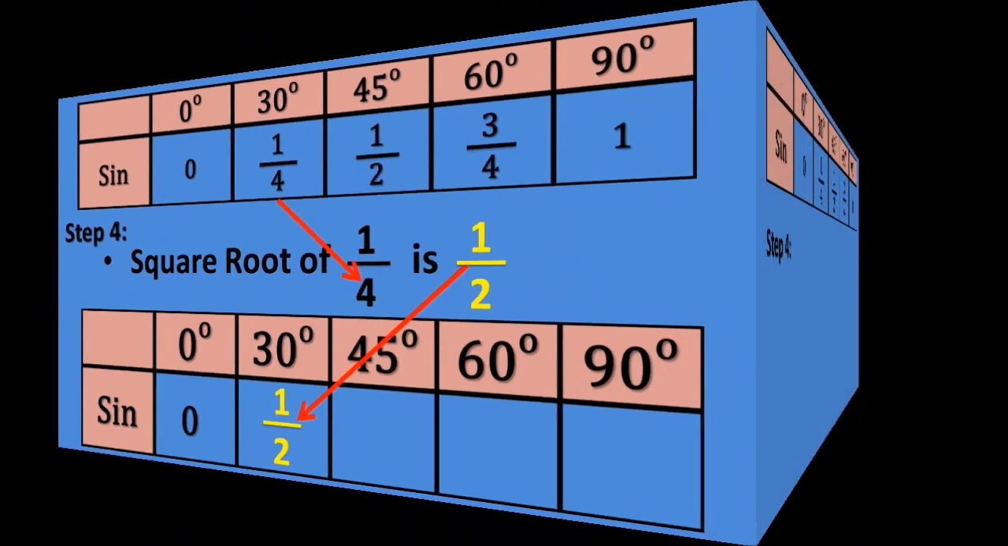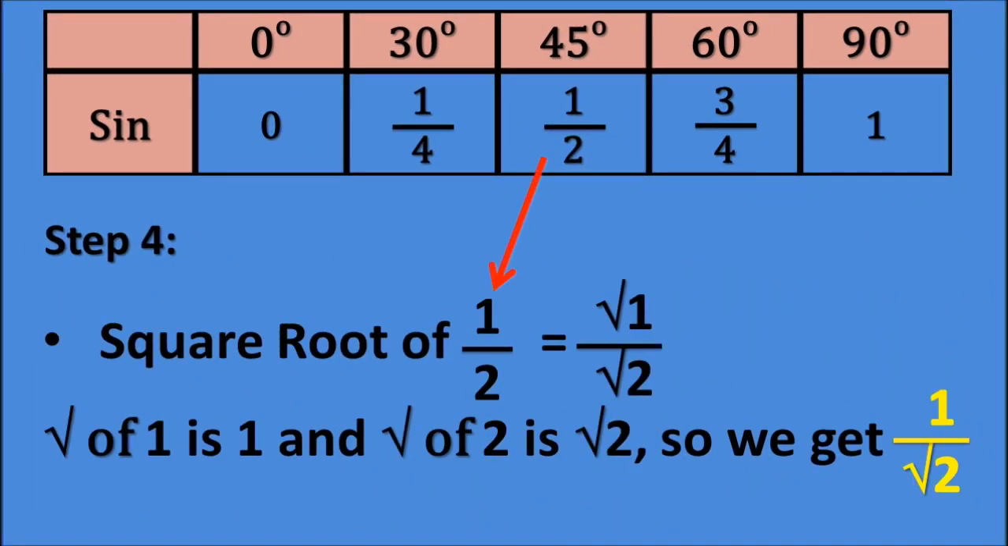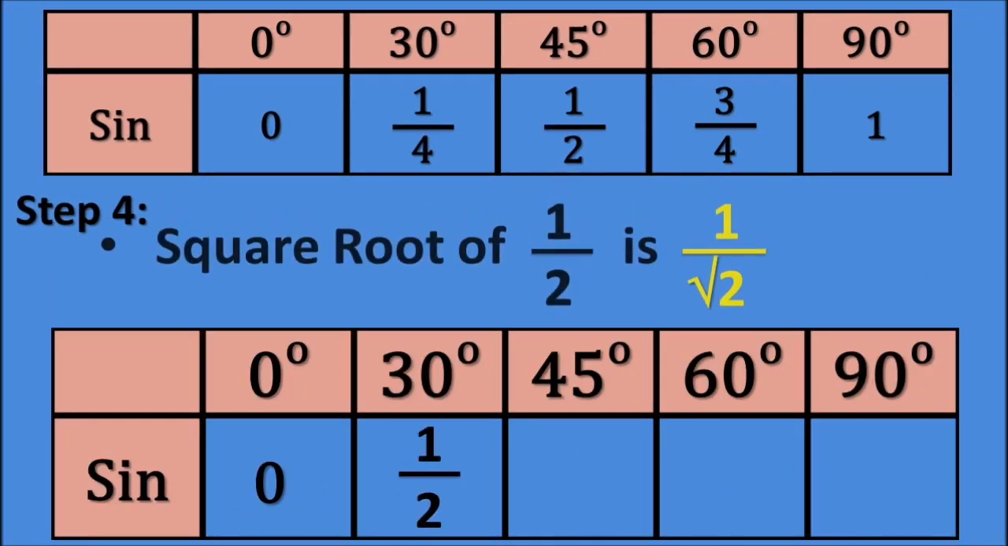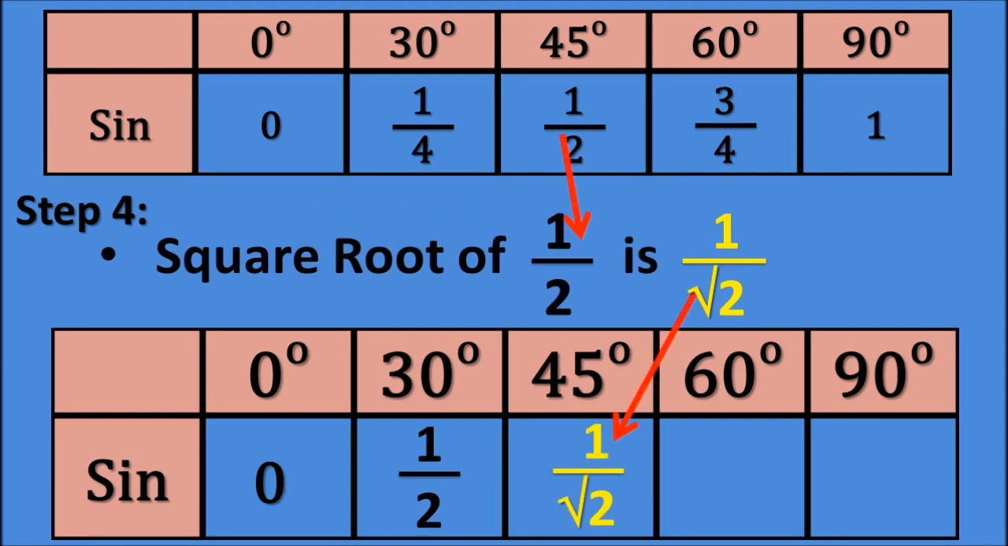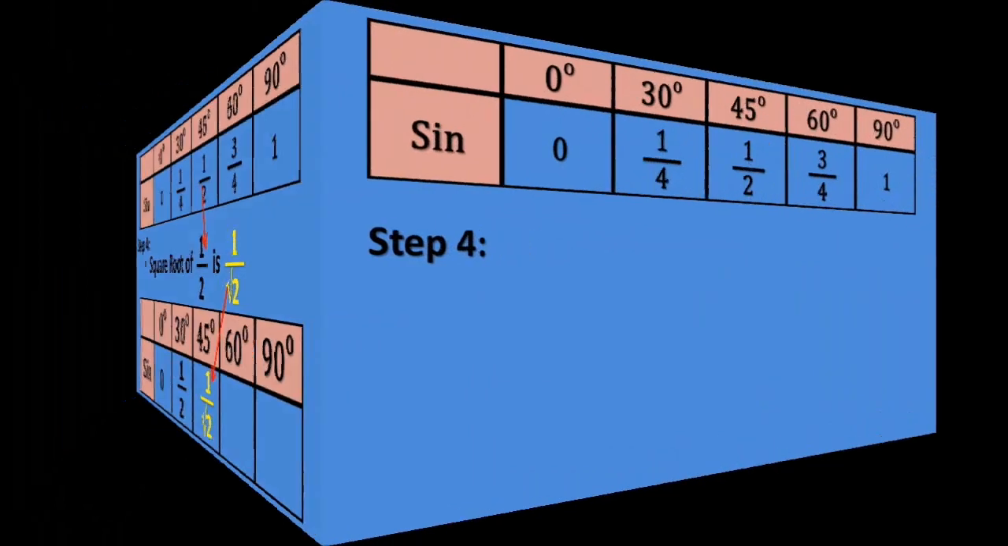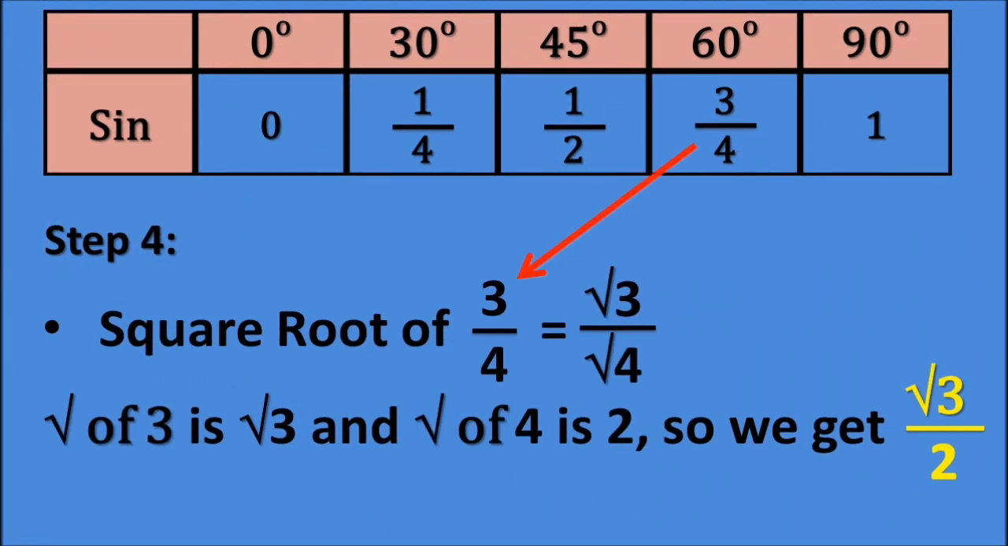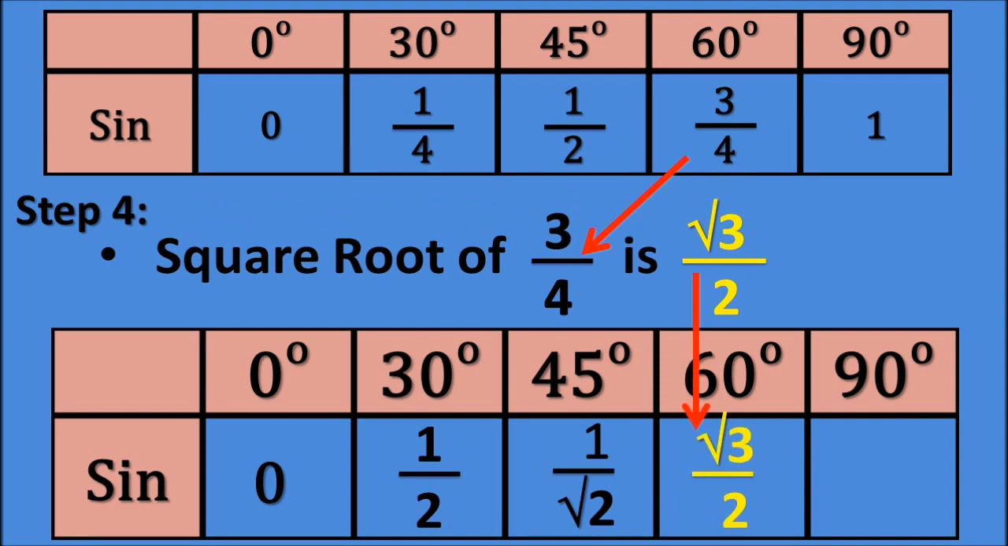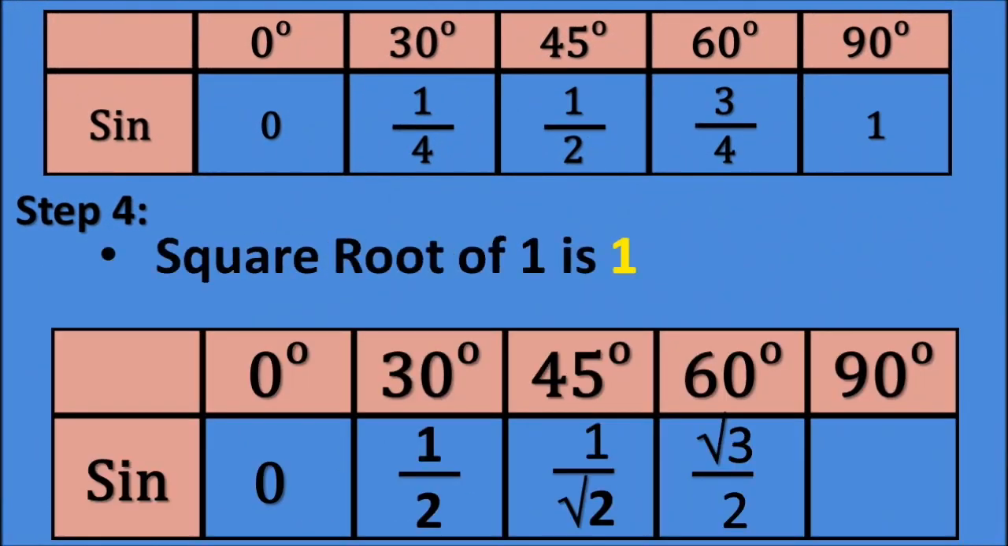The next one, square root of 1 by 2 is root 1 divided by root 2. Square root of 1 is 1 and square root of 2 is root 2. So we will get 1 by root 2. The next one, square root of 3 by 4 is root 3 by root 4. Square root of 3 is root 3 and square root of 4 is 2. So we will get root 3 by 2. The next one, square root of 1 is 1.